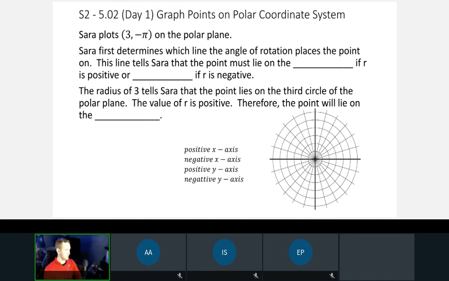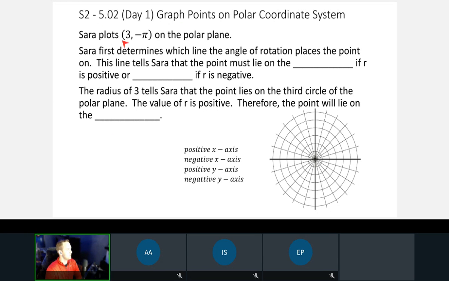Sarah plots 3 comma negative pi on the polar plane. She first determines which line the angle of rotation places the point on. This line tells Sarah that the point must lie on the blank if r is positive. We had this question on our Unit 5 test. These are the choices: positive x-axis, negative x-axis, positive y-axis, negative y-axis.